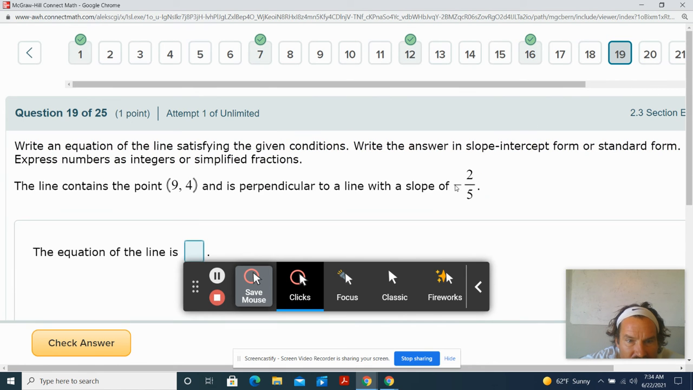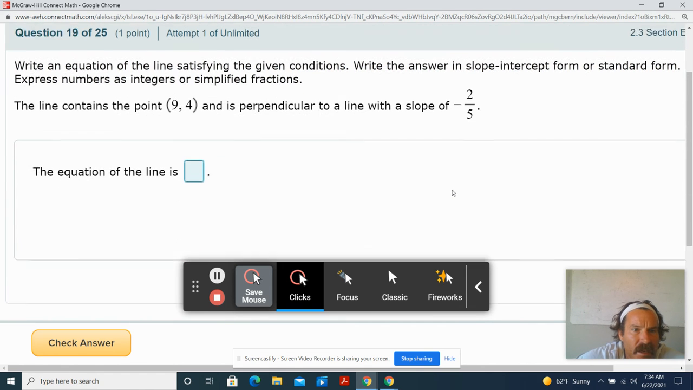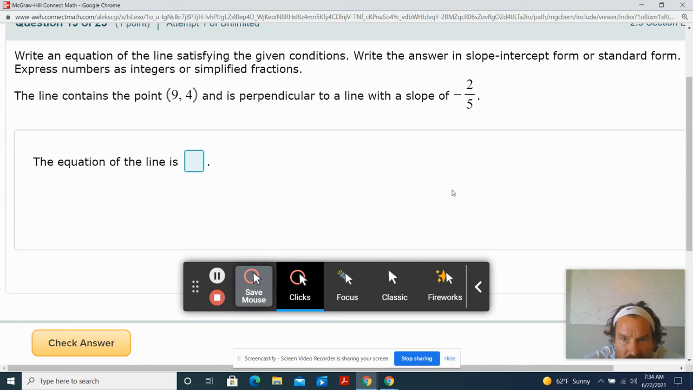Okay, 19. All right. Write the equation of a line satisfying the given conditions. Write the answer in slope-intercept form or standard form. Don't worry about standard form. Slope-intercept form, what it's all about. It's all about slope-intercept form. Y equals mx plus b. The line contains the point 9,4 and is perpendicular to a line with a slope of negative 2/5.